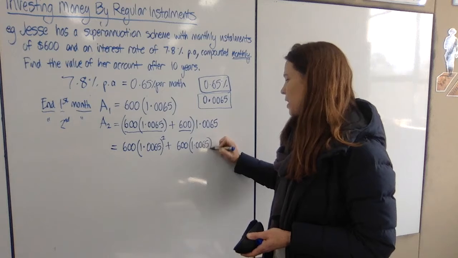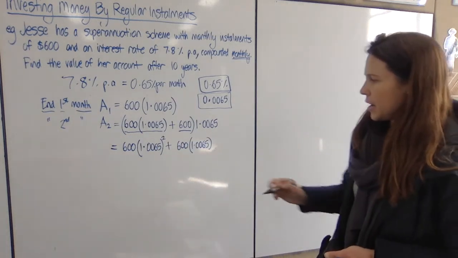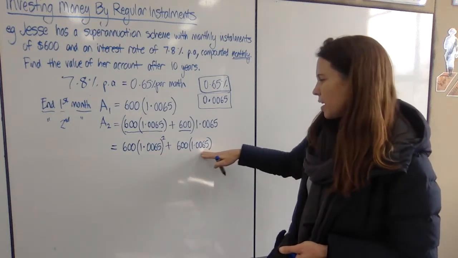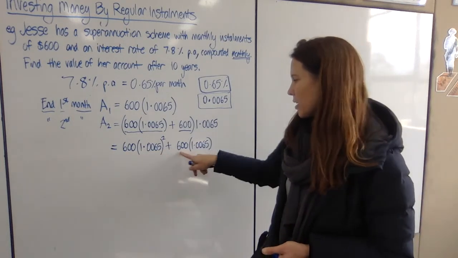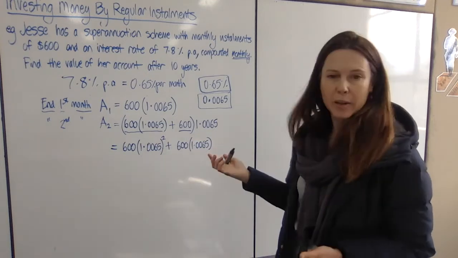So I've just expanded this set of brackets here. I've left the intermediate brackets. And now I've got two terms. And I can sort of see some symmetry. They've both got a 600 in them. They've both got this number. This one's been squared, this one hasn't.